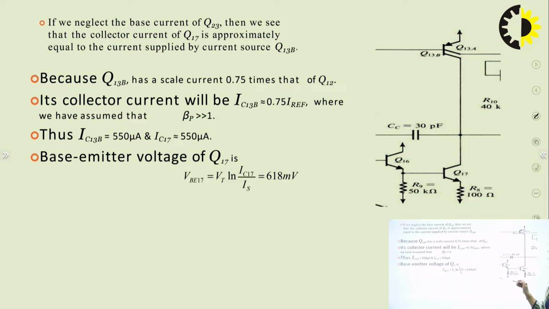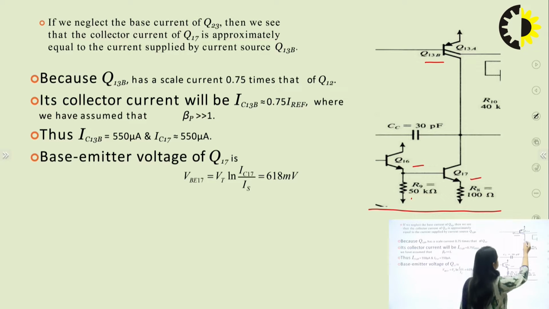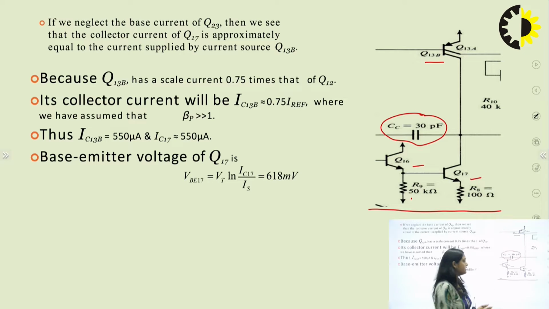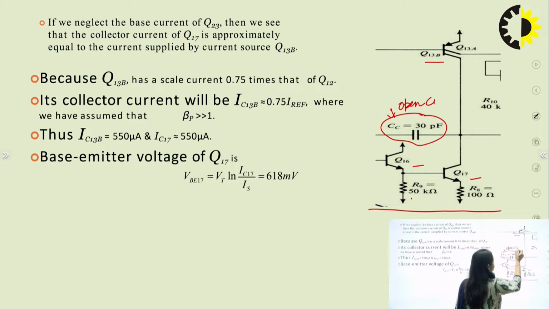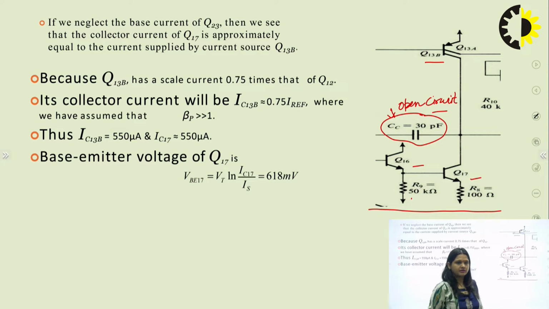From the previous diagram, I have drawn the second stage only, where there are three transistors Q13B, Q16 and Q17, along with the resistances R9, R8 and a capacitor of 30 picofarad, but at DC this will behave like an open circuit. So, we will not include this capacitor in the analysis.